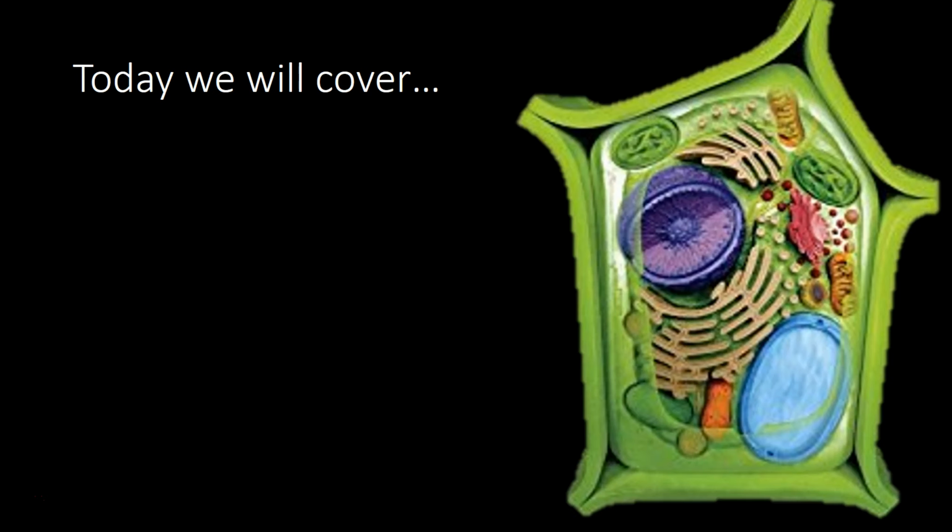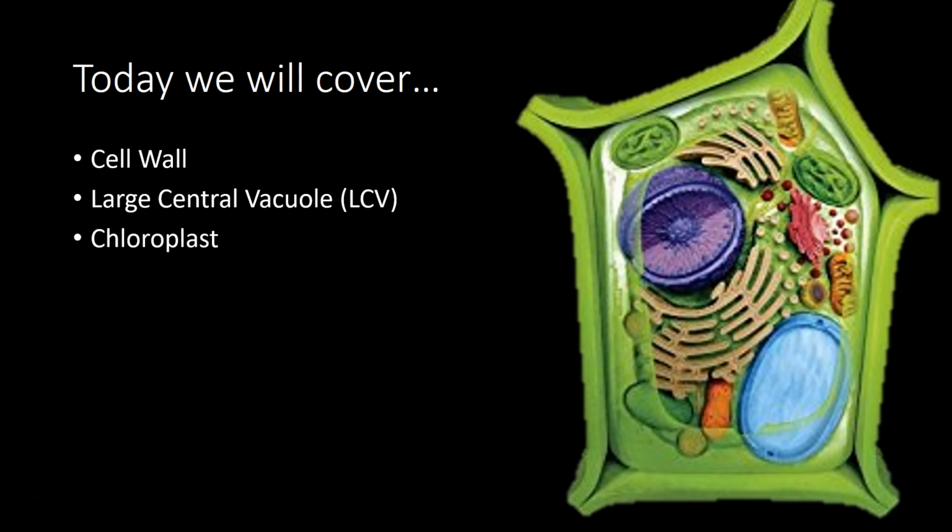Hey guys, what's happening? Roosh here, and today we're talking about plant cells and how they are different than animal cells. Today what we're going to cover is the plant cell wall, the large central vacuole, and the chloroplast.